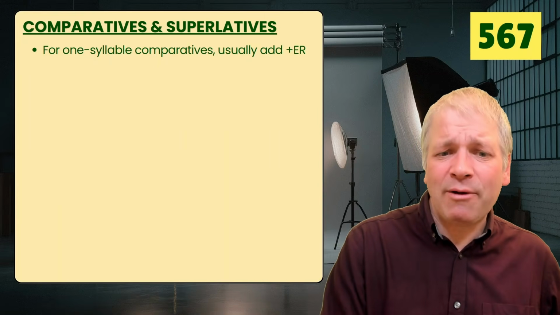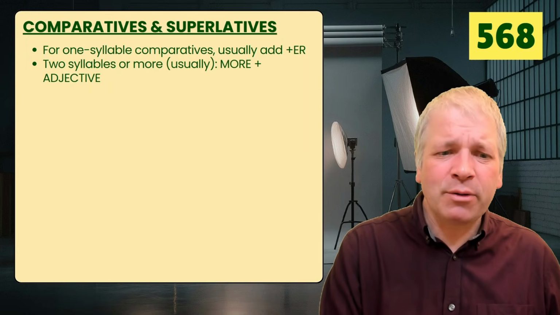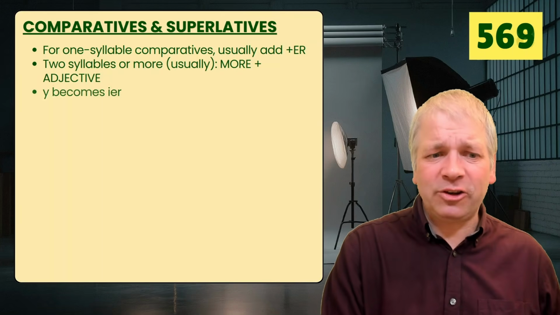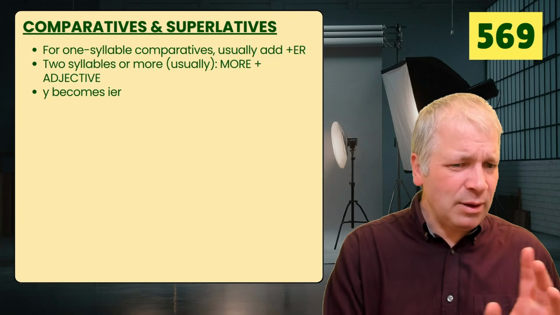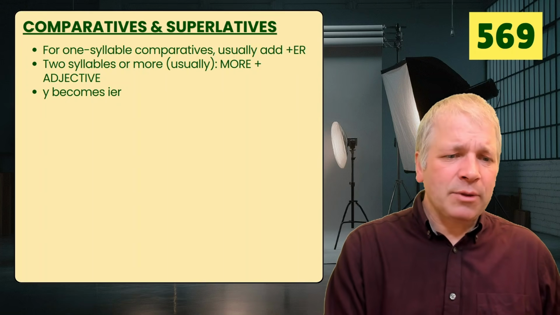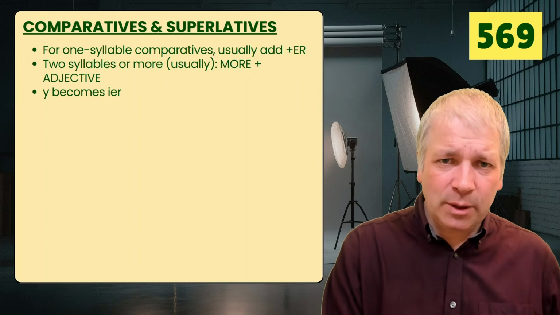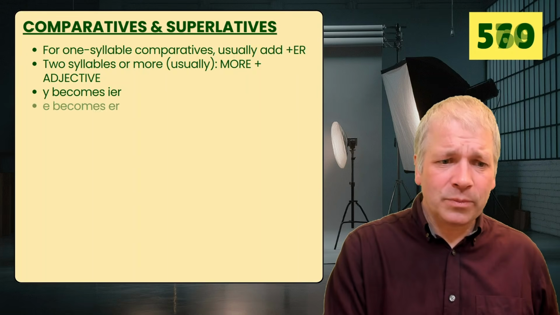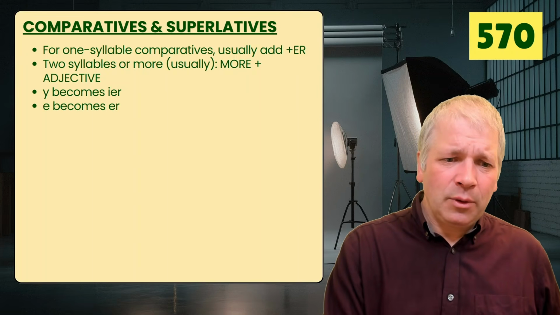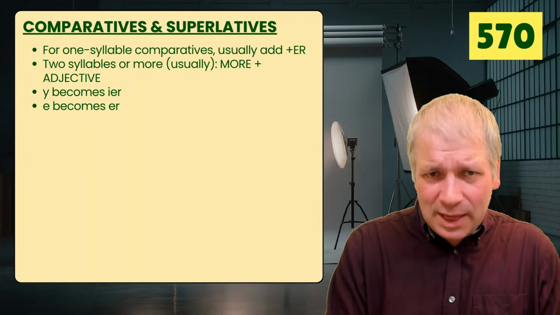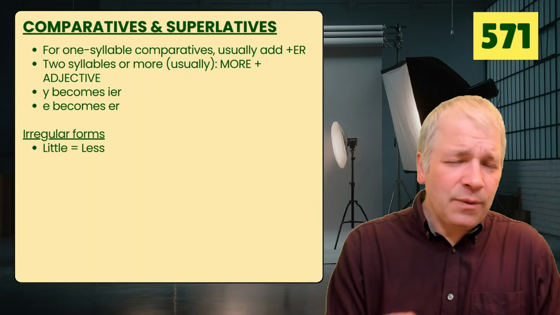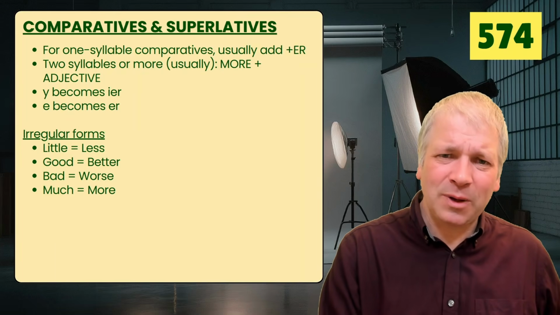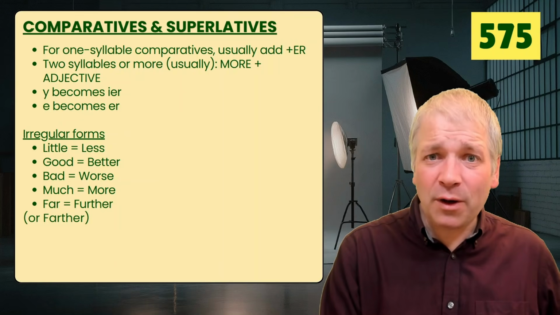For one-syllable comparatives, we usually just add ER, but there are some exceptions. Two syllables or more, usually more, followed by the adjective. If the adjective ends in Y, then it becomes IER if it's a one-syllable adjective. Also with some multi-syllable adjectives too. E in a one-syllable comparative end with ER, don't add another E. There are some irregular forms too. Little becomes less, good better, bad becomes worse, much becomes more, far becomes further or farther.